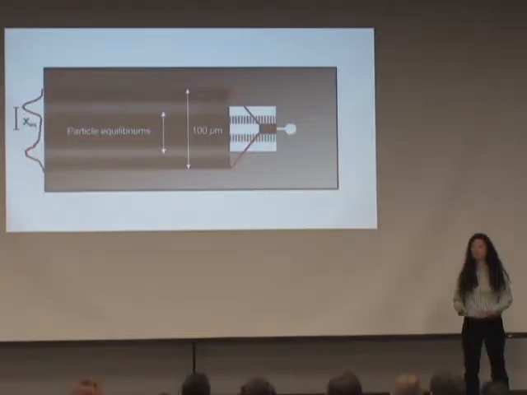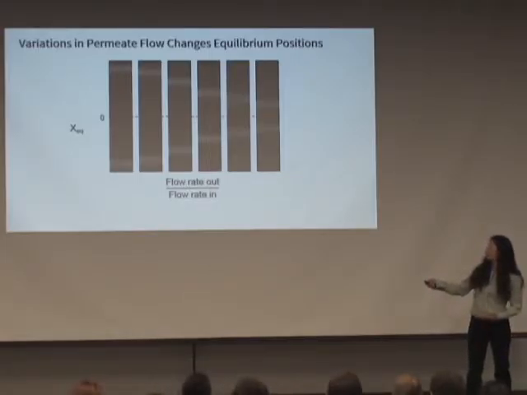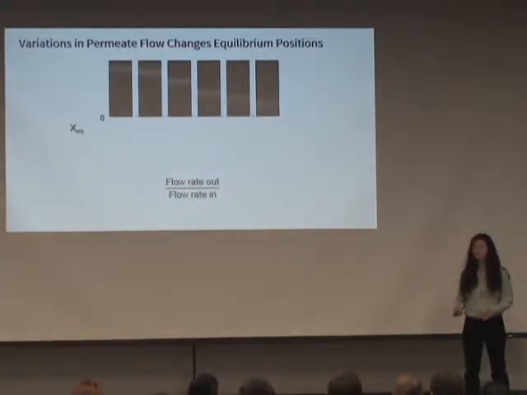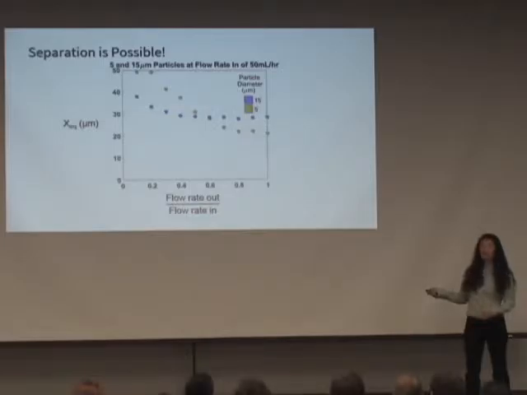A qualitative representation looks like this. I'm looking at varying the flow rates, and I can see that it changes the x-equilibrium position. Because it's symmetric, I only care about the top half, because the rest is redundant information. If I want to look at this quantitatively, it looks like this. Here's my data. I'm looking at a solution that has both 15 and 5 micron particles. We can see the same trend that we saw in the qualitative data, where as the ratio of flow rate out to flow rate in increases, we see a decrease in the x-equilibrium.